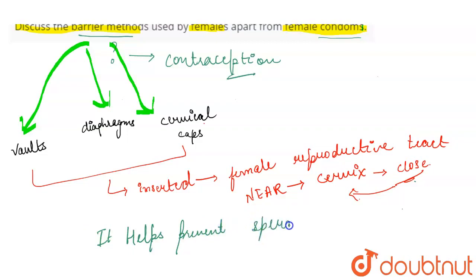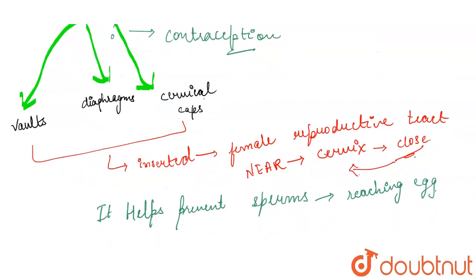sperms from reaching the egg तक पहुंचने से रोकते हैं। अगर cervix से आगे नहीं जाएंगे तो obviously they would not reach the egg. So for your better understanding, here is a rough diagram which you may refer.